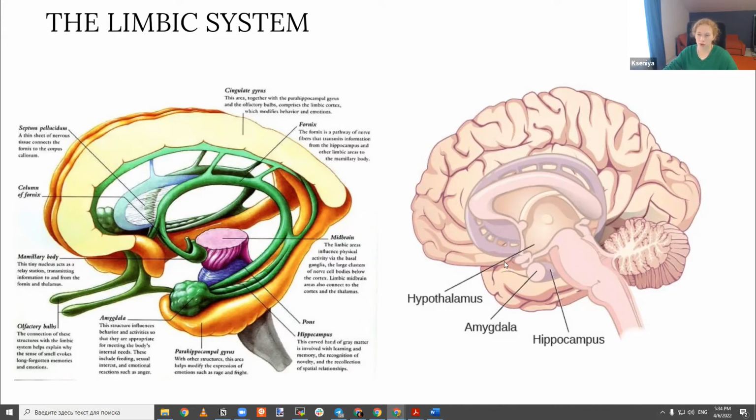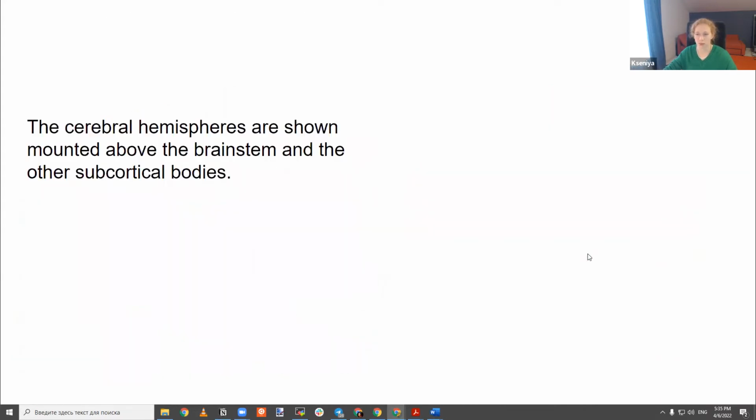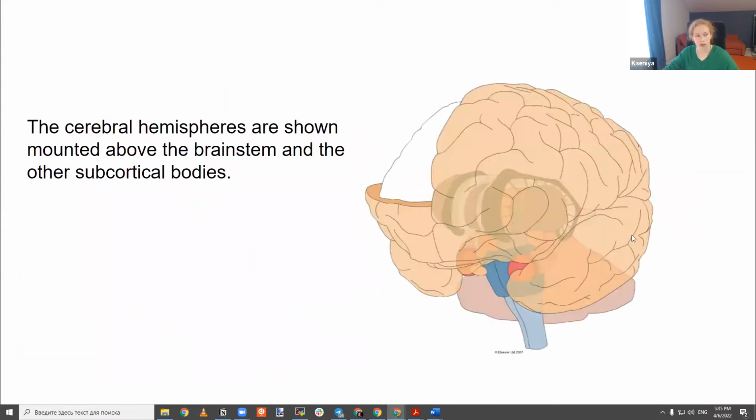And the hypothalamus regulates homeostatic processes, including body temperature, appetite, and blood pressure, and some other functions. The cerebral hemispheres are shown here. They are mounted above the brainstem and all the other subcortical bodies.